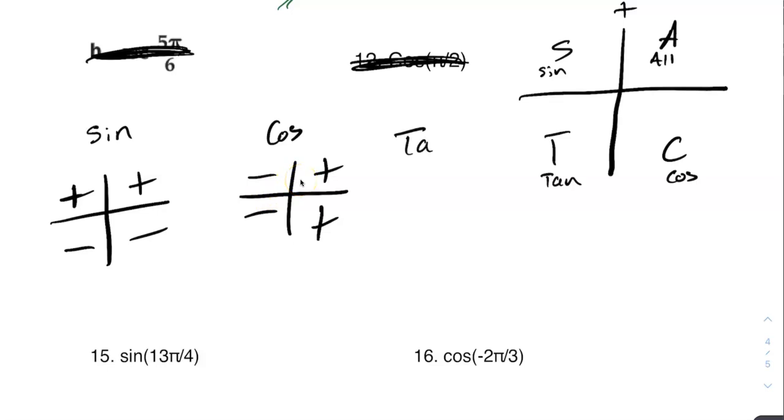Tan. Where is tan positive? Well, at A, because they're all positive at A, and at quadrant 3, because that's where T stands for, and negative at these two. So that's the sine chart. And you're like, how does that help me?